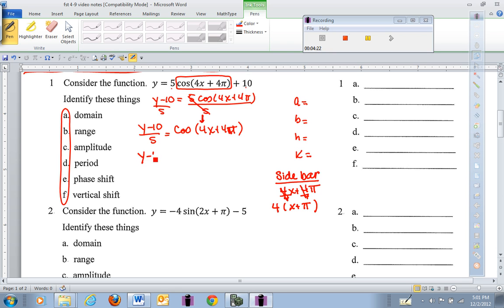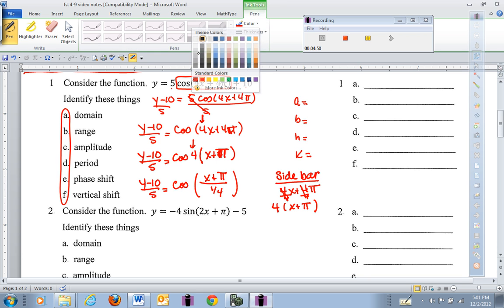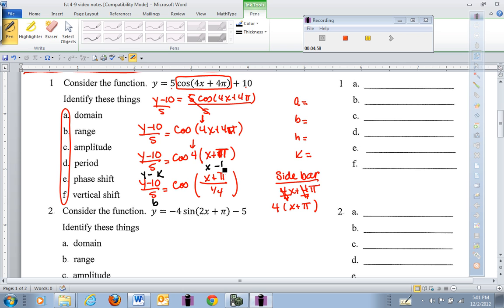So you will then have y minus 10 over 5 equals the cosine of 4 times x plus pi. And then multiplying by 4 is like dividing by 1/4. So we're going to write it this way. And now we have it in our form where we have y minus k over b, cosine x minus h over a. And now we can fill in these amounts.